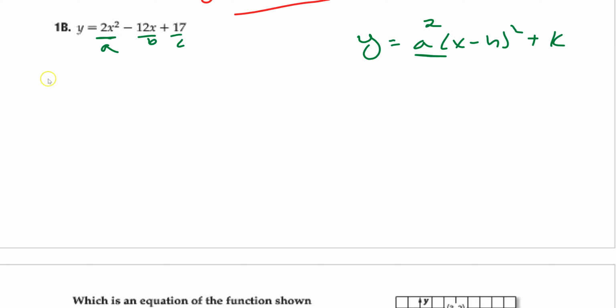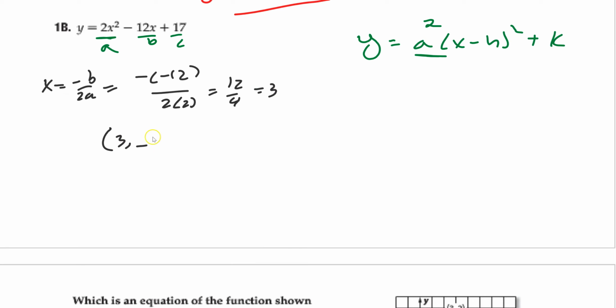So we use the axis of symmetry formula, x equals negative b over 2a, to find the axis of symmetry. Watch the double negatives. So I get 12 over 4, which is 3. So the x of my vertex is 3. I'm trying to find the y value, so you just plug it into the equation.